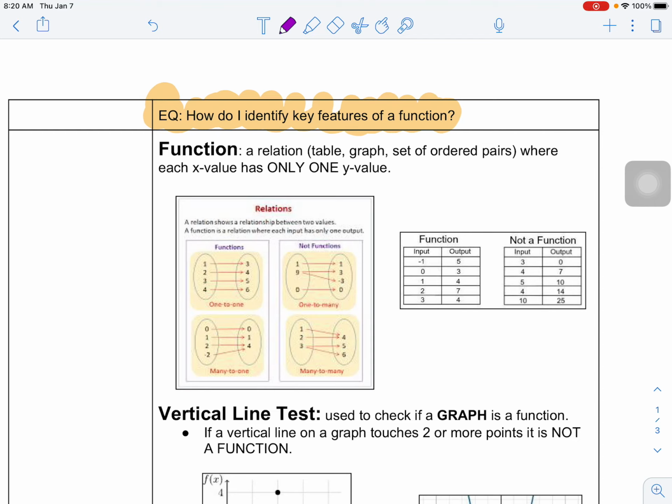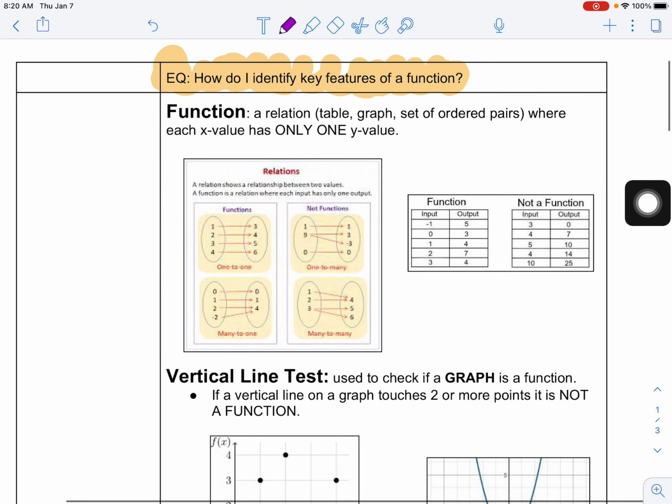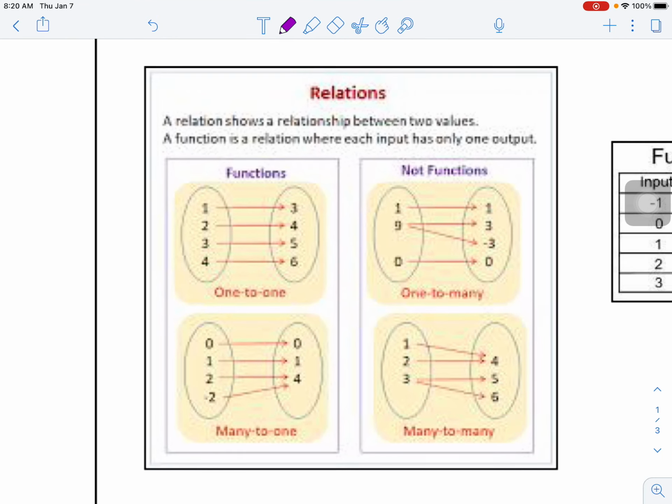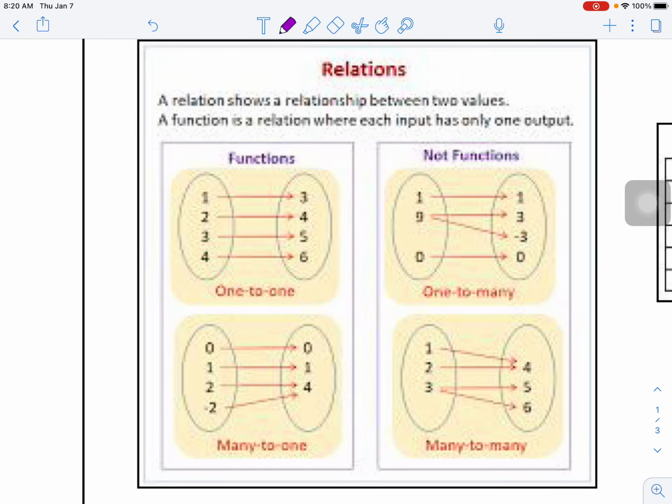So the first thing that we talk about is a function. What is a function? So the definition is a relation, which is a table, a graph, a set of ordered pairs, where each x value has only one y value. So we watched a video last week when we did module, I think 3.1, to kind of talk to us about those things. Here are some really good examples, sort of like a table.